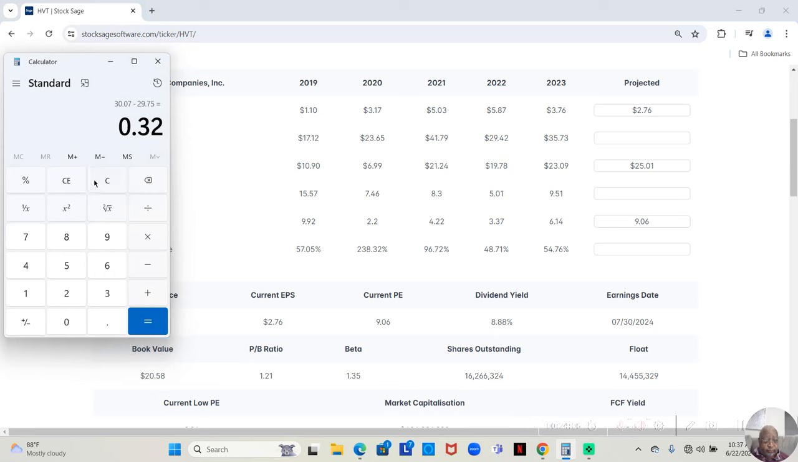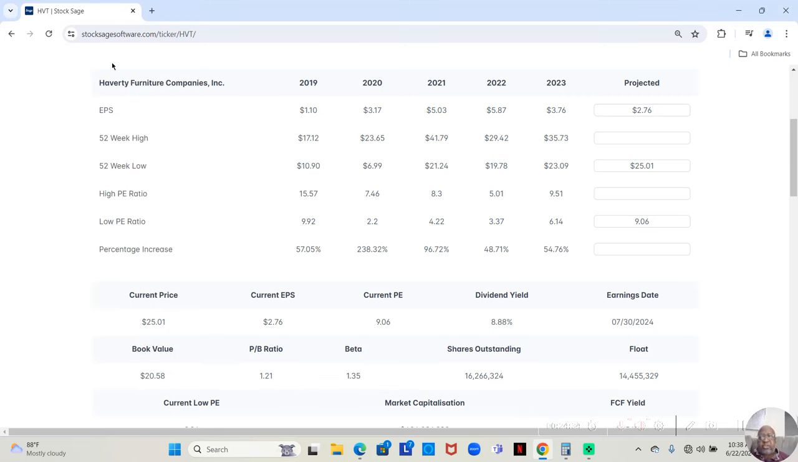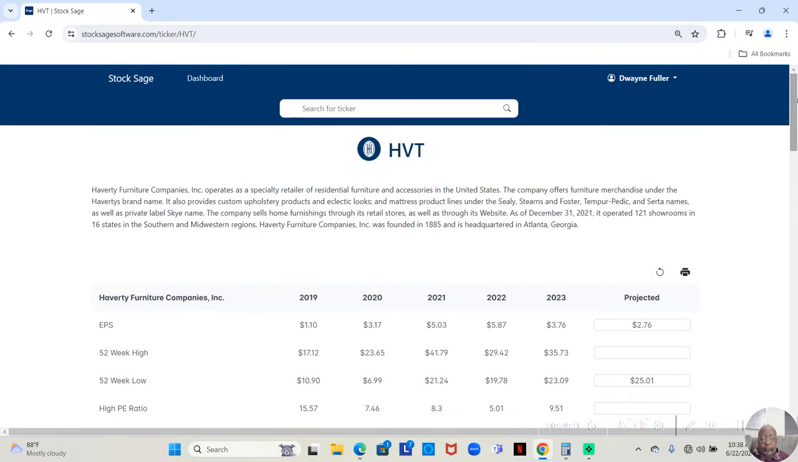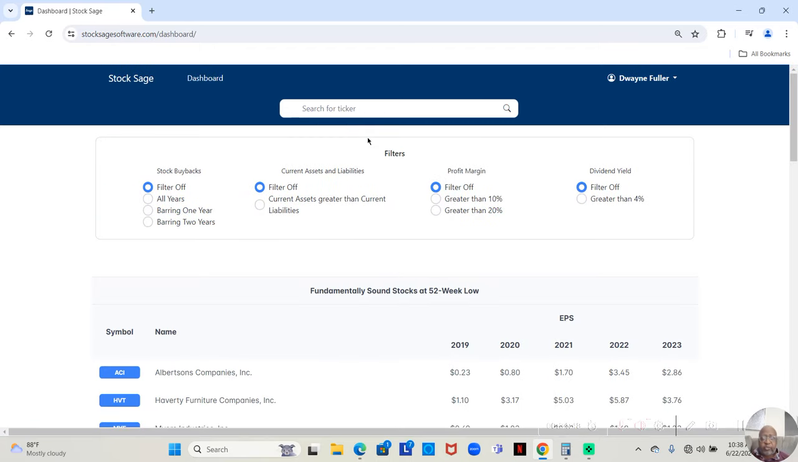Let's see what would happen if they were to fall to 4.22 again. 4.22 times 2.76 equals $11.64. So from $25.01 to $11.64. So these PE ratios, guys, can go a long way to showing you where a stock could fall to by looking at the low PE ratios.